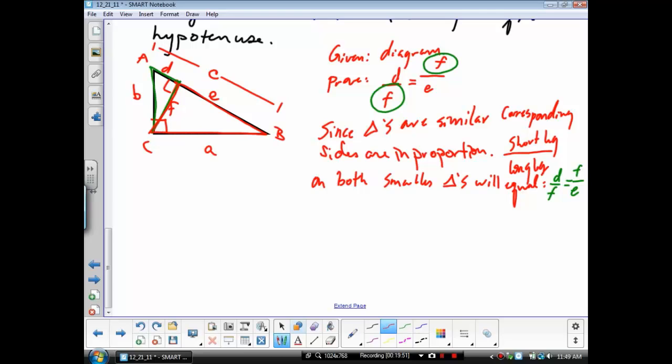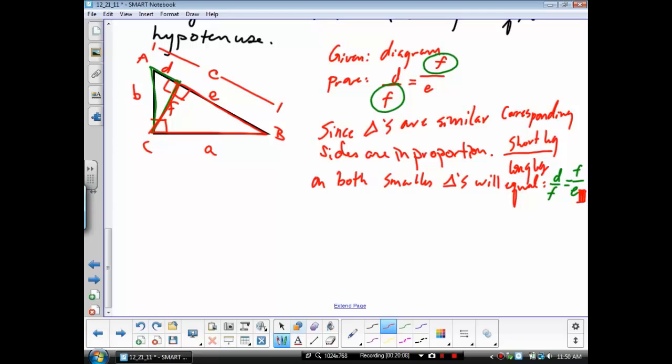And F to E is short leg to long leg. So we're going short leg to long leg in each of those two triangles. That means since the triangles are similar, we have a proportion, and that's what we want to prove.